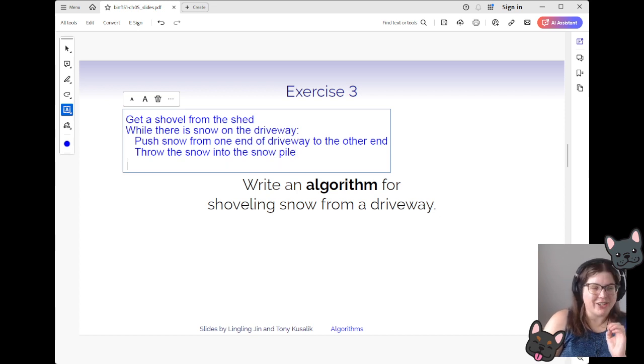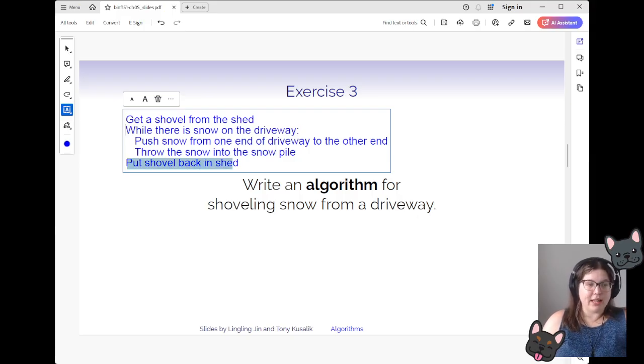So there is one more action that I would have to add in here that says put shovel back in shed to put it away. And you'll see that this indent is the same as these beginning actions here and as the control statement here. That's because we're not putting the shovel back in the shed every time there's snow on the driveway and we're repeating these two actions. We're only putting it back in the shed once we can say there is no snow on the driveway. That means we skip those two things and we go right to this last action here. And so that's my algorithm for shoveling snow.